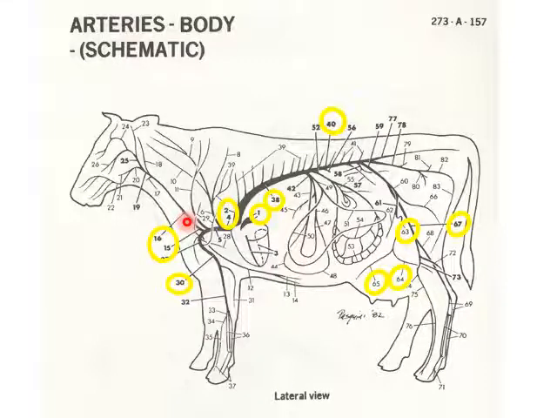The next one on our list is number 30. We're going to call that the brachial artery. So you've got a right and a left one that's going to supply the front legs. So brachial is for the front legs.